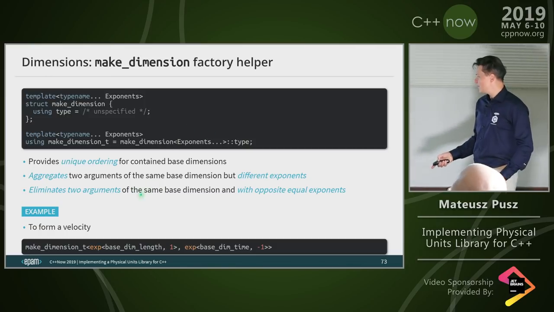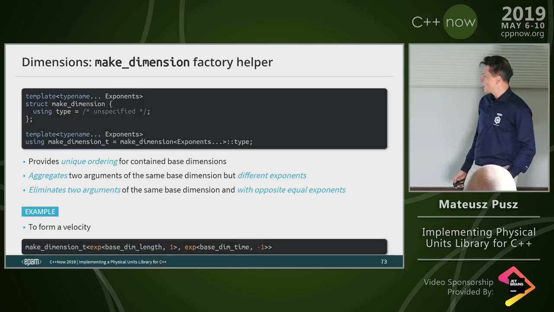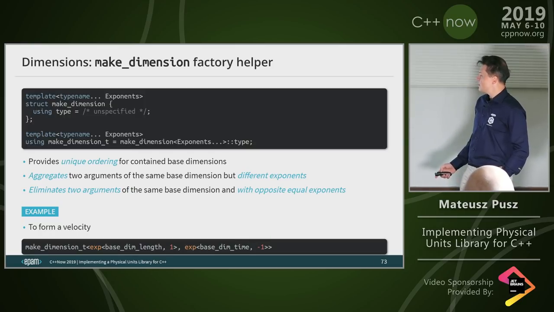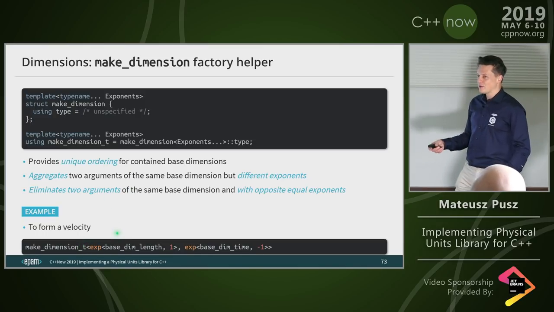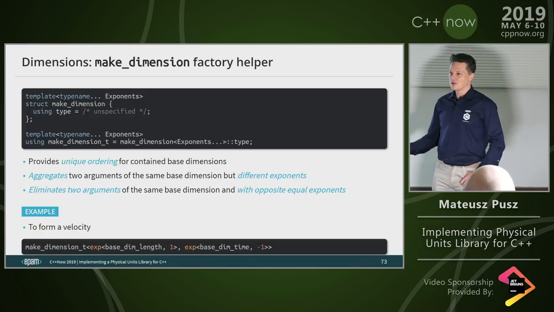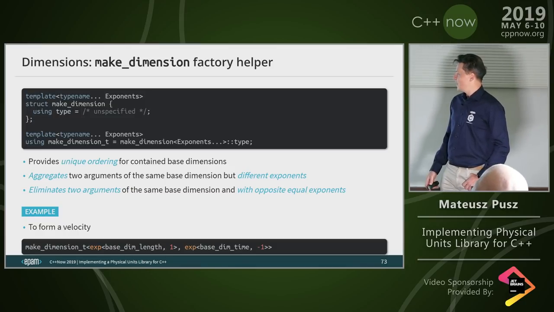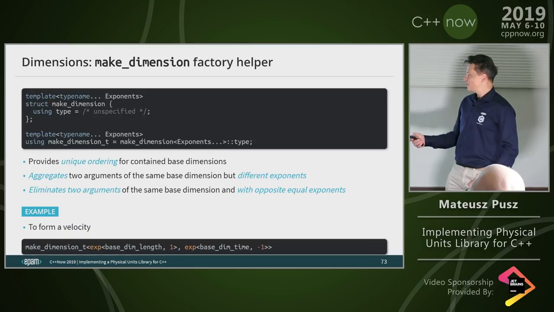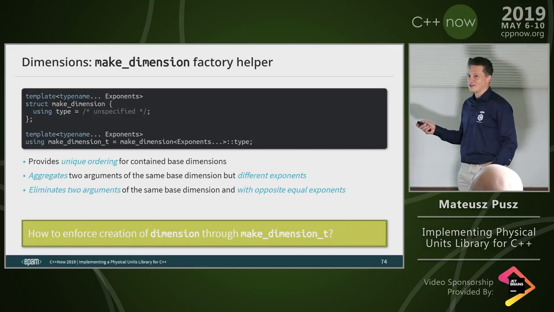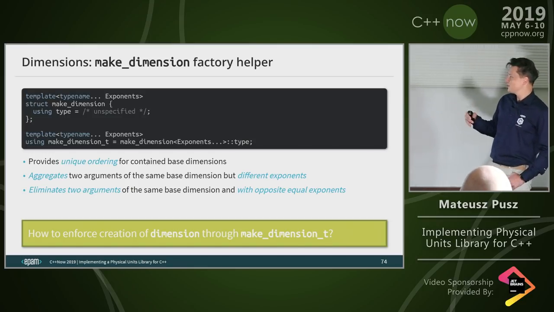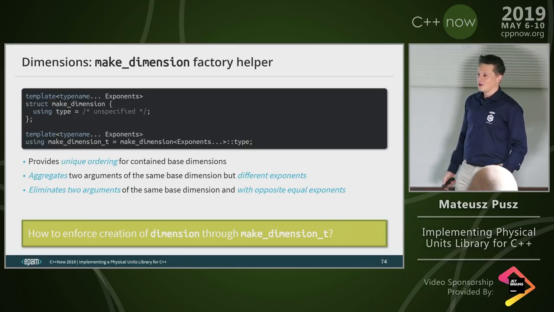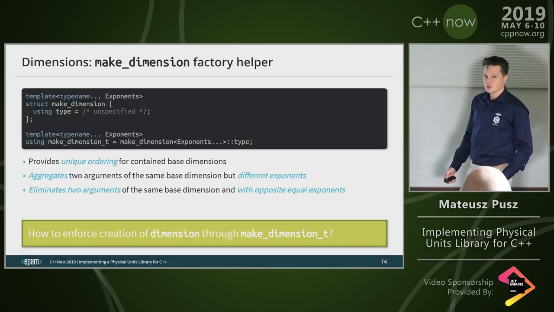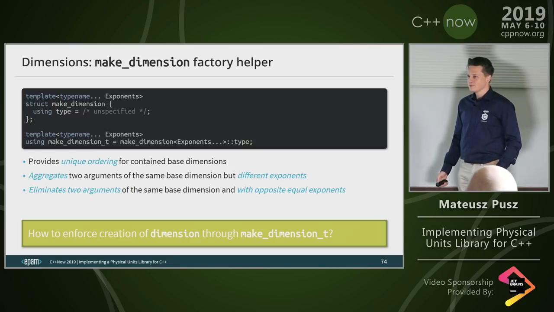So to form a velocity, you have to provide make dimension, exponent, base length 1, base time minus 1, and that's good. However, we have to remember that every time we have to use make dimension instead of just providing the type list by ourselves, because we can provide it in a different way than the implementation decided to order this. So you always have to remember to use this make dimension. And I don't know right now the solution at compile time to force creation of the type only with that type trait, so users will not be able to do it by themselves.